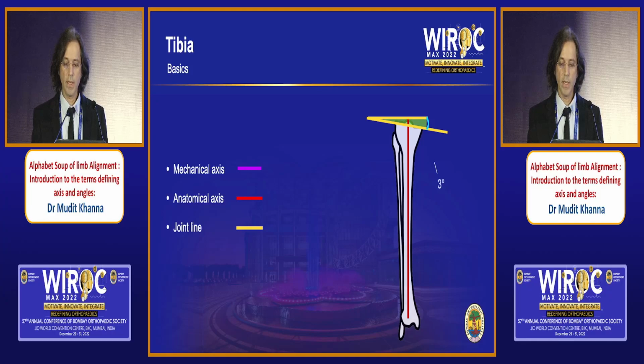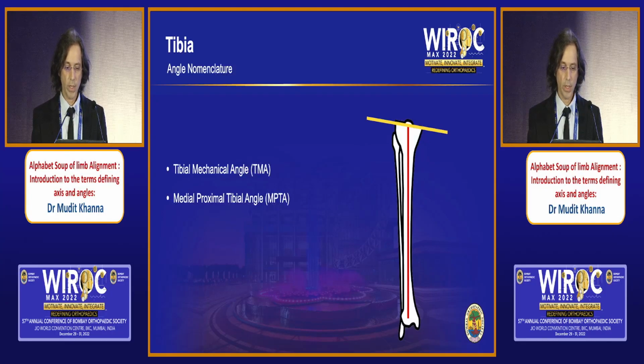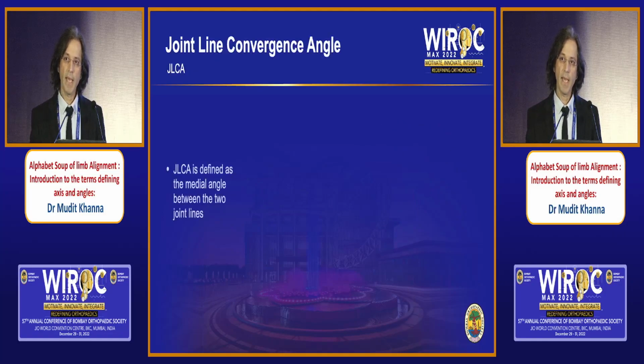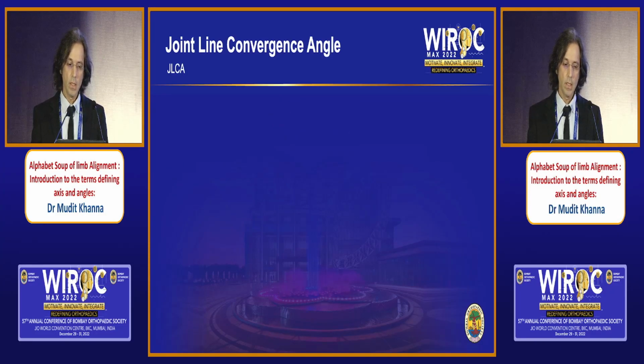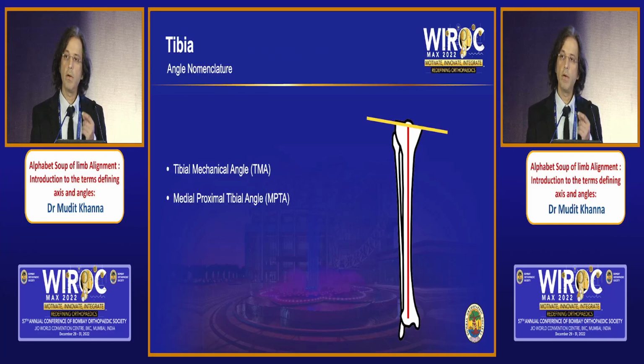So this is the 3 degrees of varus on the tibial joint line. The two angles that we measure on the tibia are the tibial mechanical angle, similar to the femoral mechanical angle, which essentially is the angle between the joint line of the tibia and the anatomical or mechanical axis of the tibia.